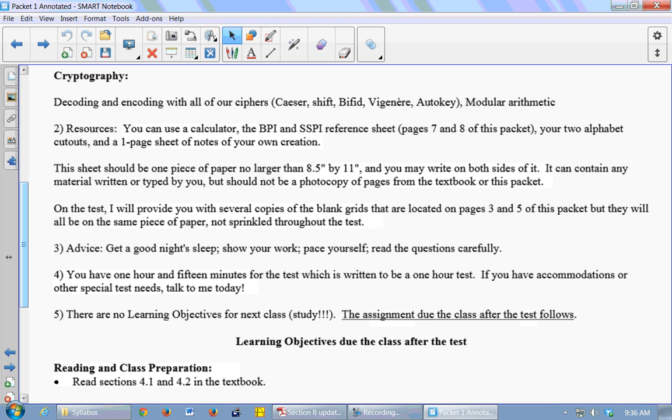So for resources on the test, you can use a calculator. No cell phone calculators. So if you've been using a cell phone calculator, I will bring a handful of calculators to lend if you don't have a calculator to use besides your cell phone. You can use the BPI and SSPI reference sheets and the voting reference sheet.